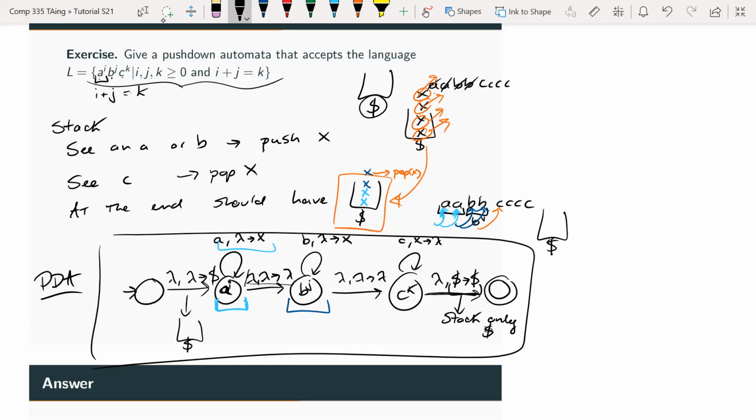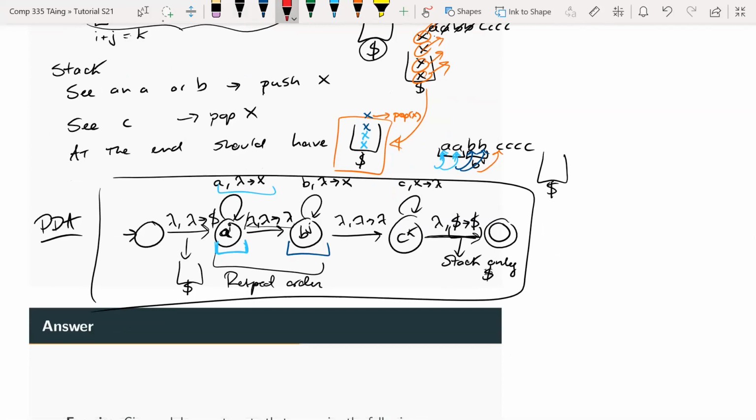Okay, so question. Let's start with Tabil. Is there a way to combine the two states for A? No, there isn't. No, they're not doing the same thing. Well, they are doing the same thing, but you need to respect the order.